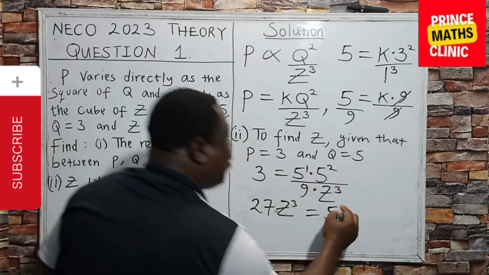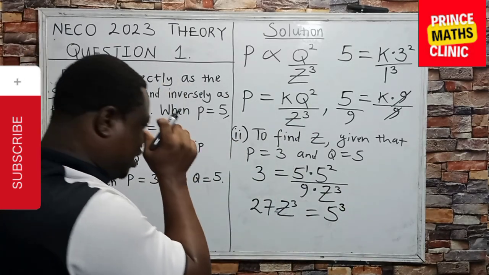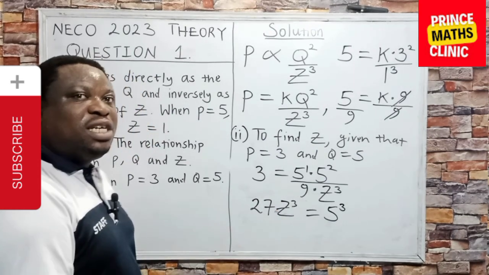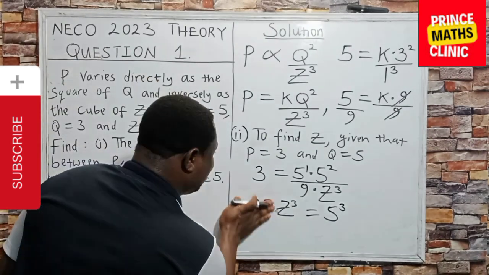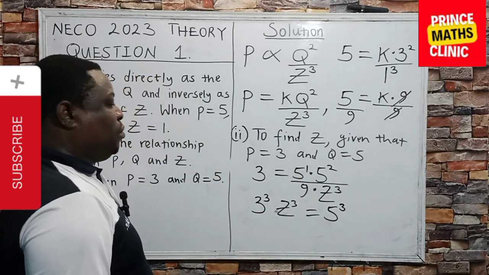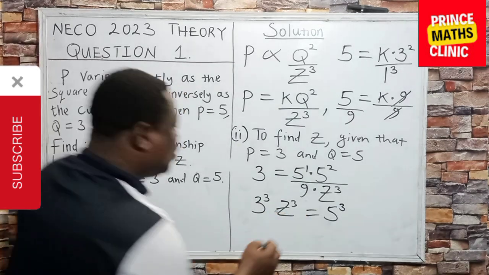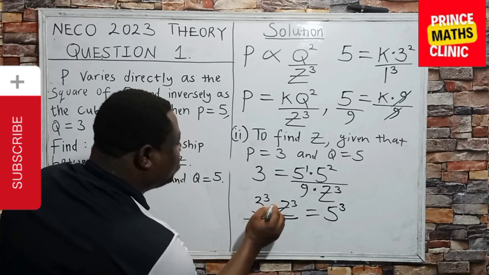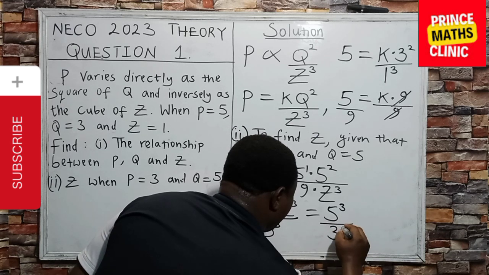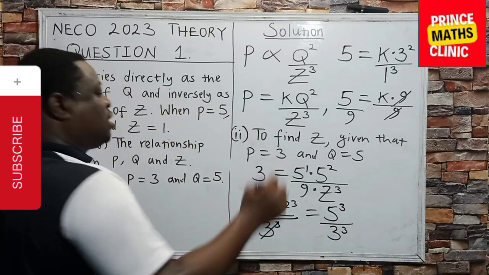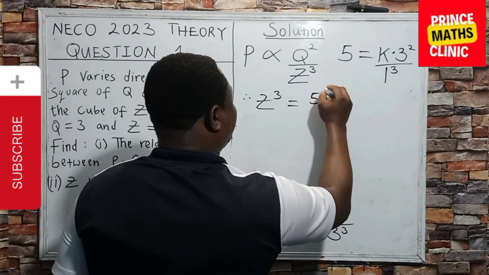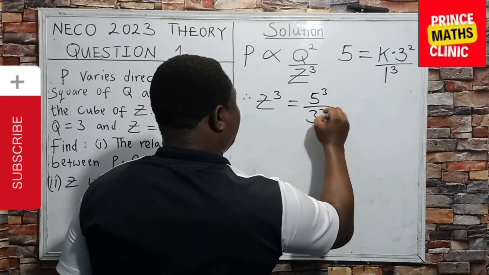Based on indices, you add the powers. Good. Then 27 is the same thing as saying 3 to the power of 3. 3 times 3 times 3 is 27. So permit me to write this as 3 to the power of what? 3. Now I want Z cube to stand out, so I will now divide both sides by what is multiplying Z cube, which is 3 cube. 3 cube here cancels out 3 cube here. Therefore, Z cube is equal to what? 5 cube over 3 cube.